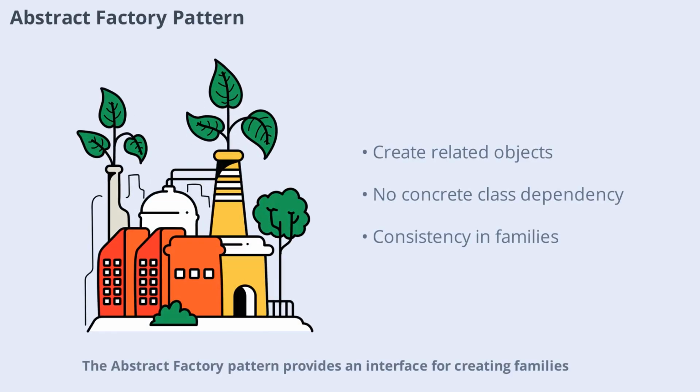The abstract factory pattern provides an interface for creating families of related or dependent objects without specifying their concrete classes. This is useful when your system needs to be independent of how its objects are created. For example, you might use an abstract factory to create UI components for different operating systems, ensuring consistency across your application. In Java, this pattern helps you manage complex object creation scenarios with ease.